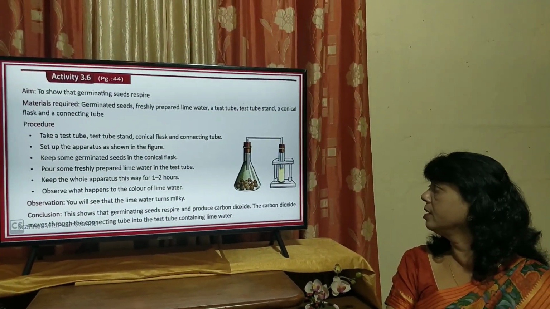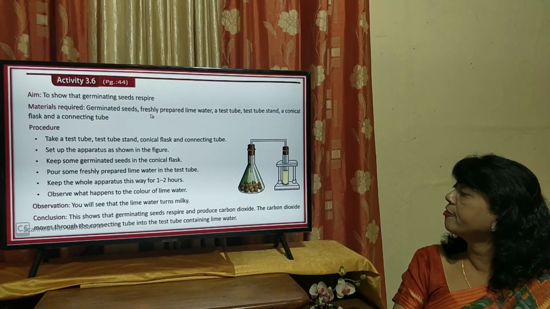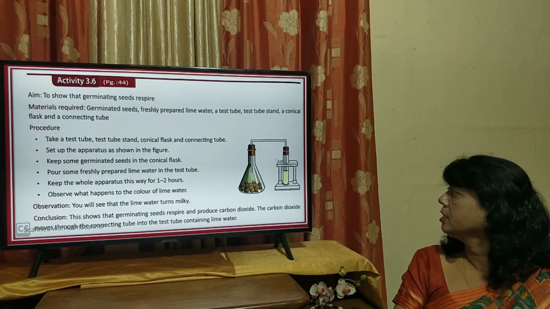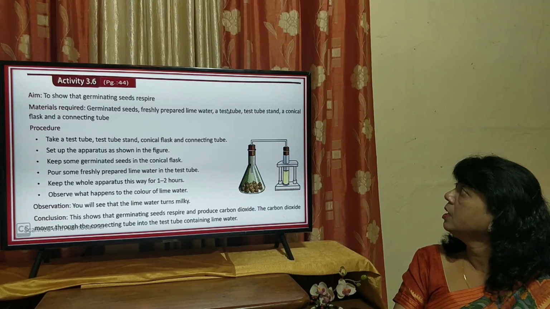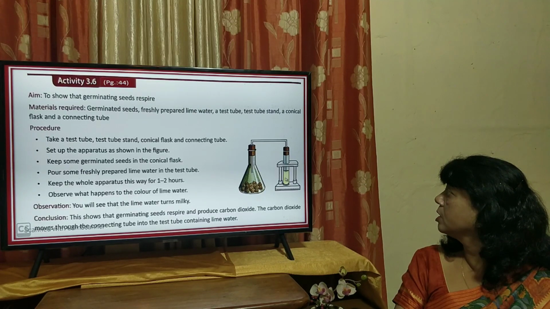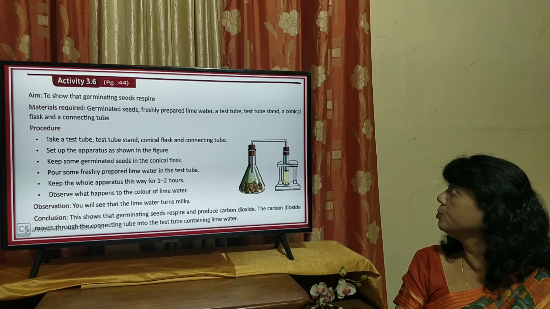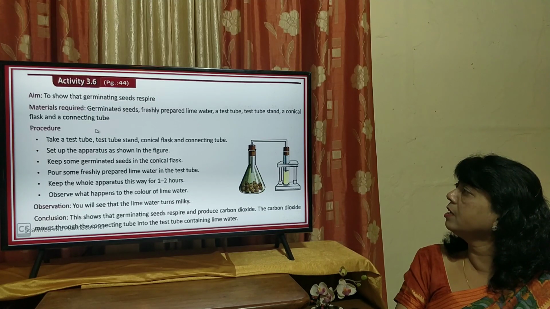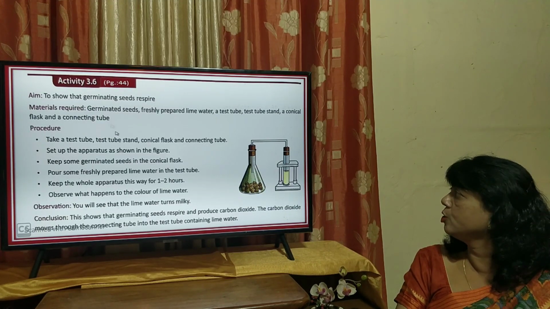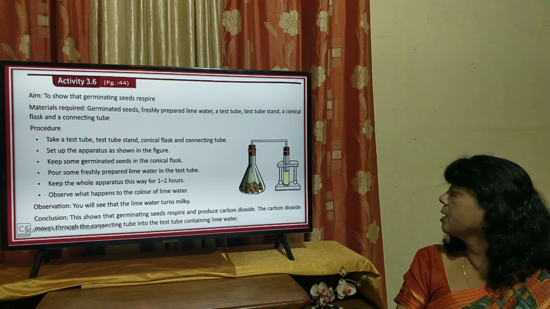You can see over here, germinating seeds, freshly prepared lime water. This freshly prepared lime water will be taken up in a test tube. This glass tube is called a test tube. This is a test tube stand. A conical flask and a connecting tube. This cone-shaped flask is called the conical flask, and this is a connecting tube which is bent at two ends.